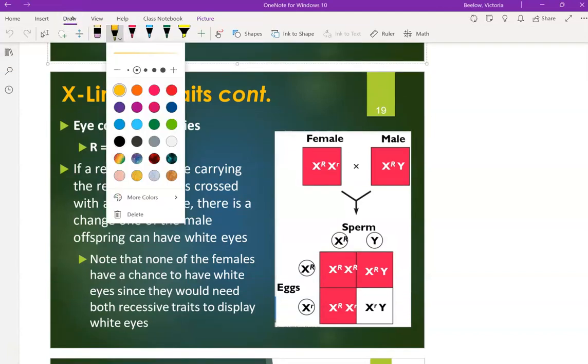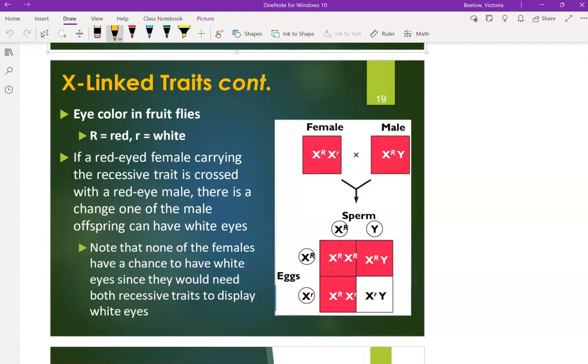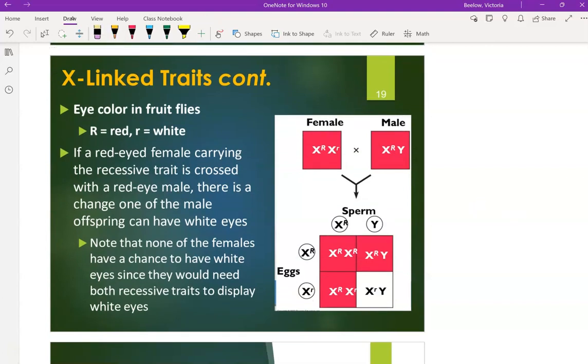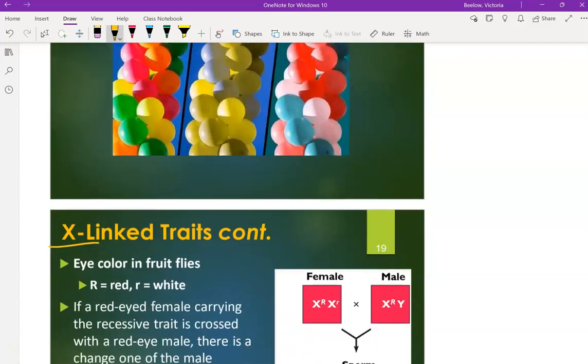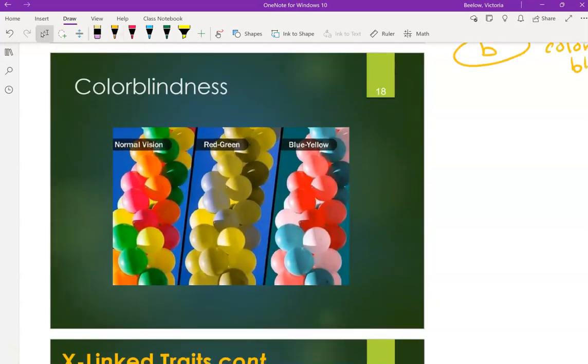In this video, I'm just continuing from where I left off, talking about sex-linked traits, specifically those that are found on the X chromosome. In the previous video, I was talking about color blindness, which is a sex-linked trait. It is specifically X-linked recessive, meaning that it is found on the X chromosome and it's a recessive trait.